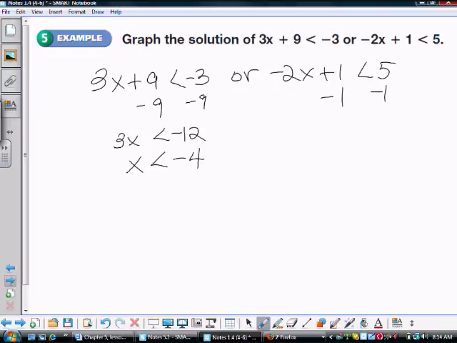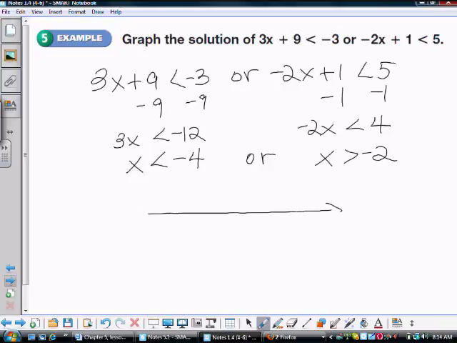Subtract 1: negative 2x is less than 4. Divide by negative 2, giving me x is greater than negative 2. I'll put an or there.